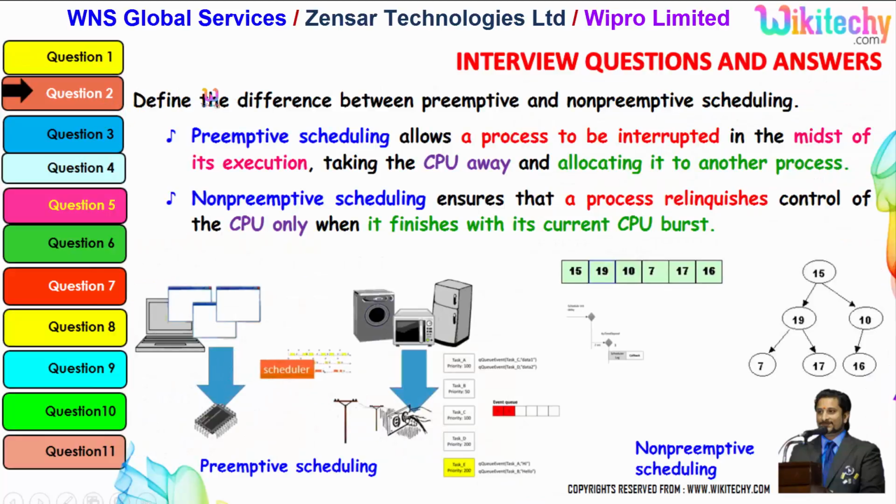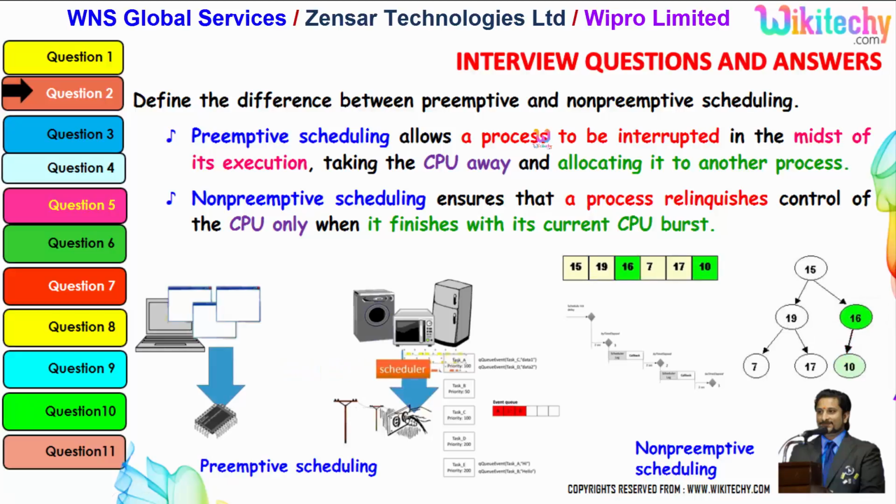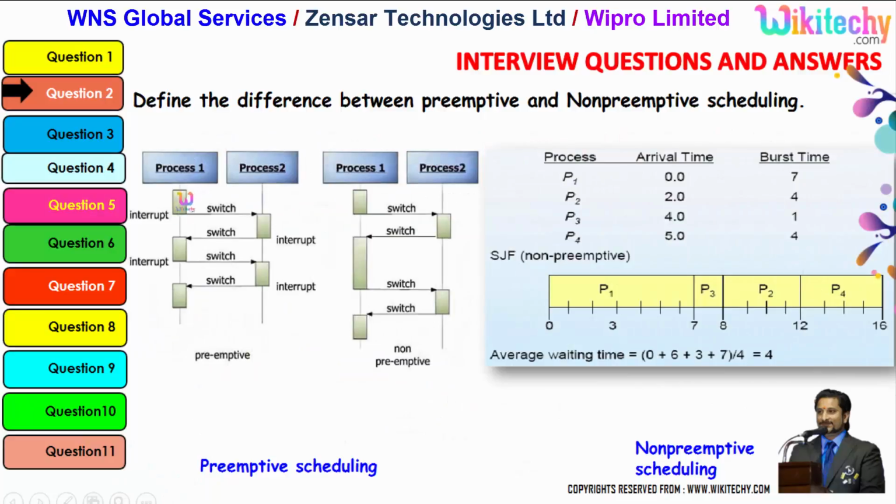Now let's talk about the differences between preemptive and non-preemptive scheduling. A preemptive scheduling is nothing but, you can see this one, I have my process 1 and process 2. Once process 1 is executing, if process 2 comes into the picture, automatically there is an interrupt. Switching over to process 2, execute for some time, and switch back to process 1, execute. Switch back to process 2, execute. So this is called preemptive scheduling.